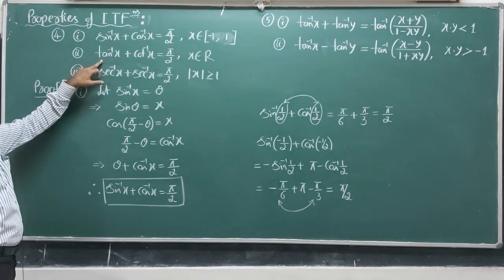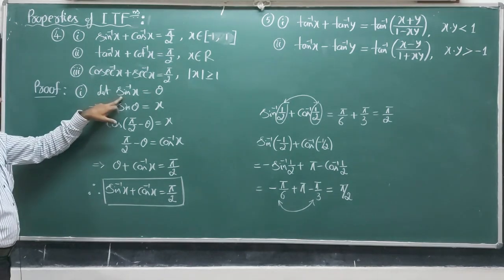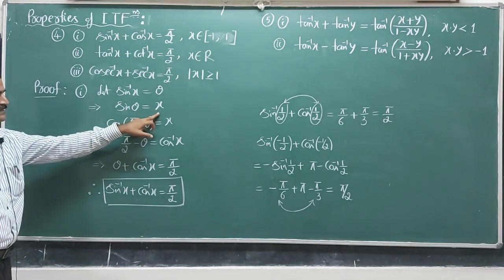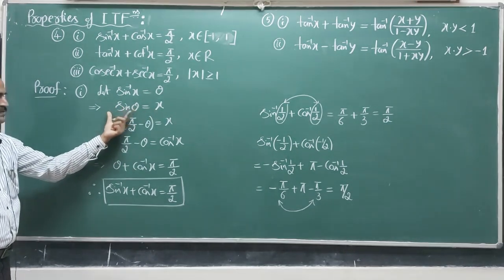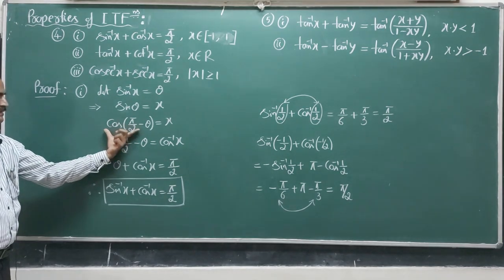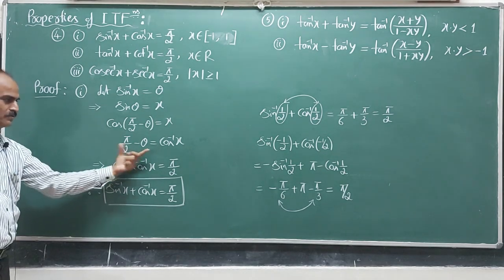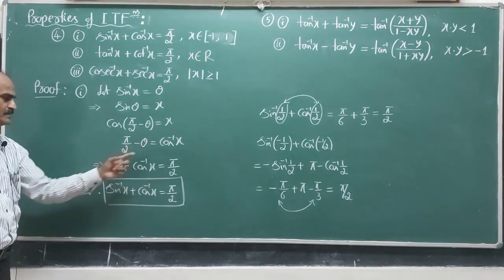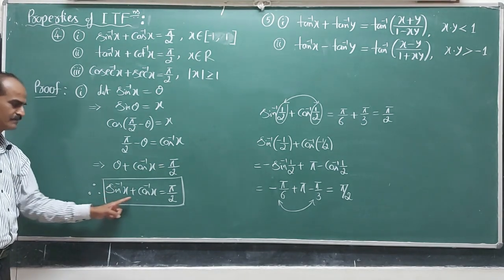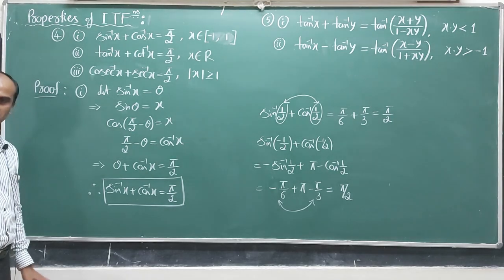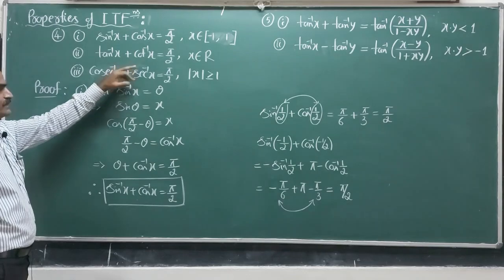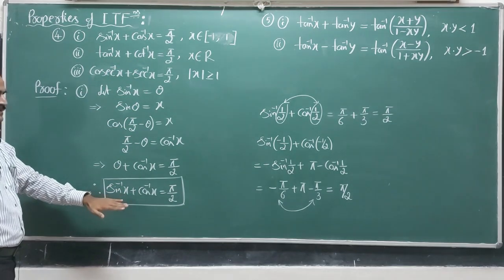Similarly, I hope you followed this. Sin inverse x I took as theta. Using inverse function sin theta is x. I wrote sin theta using allied angles as cos of pi by 2 minus theta. Now using inverse function, pi by 2 minus theta becomes cos inverse x. Theta plus cos inverse x is pi by 2, resubstitute theta, sin inverse plus cos inverse gives us pi by 2. Very simple proof. Now tan inverse plus cot inverse, you can prove it in the same way.